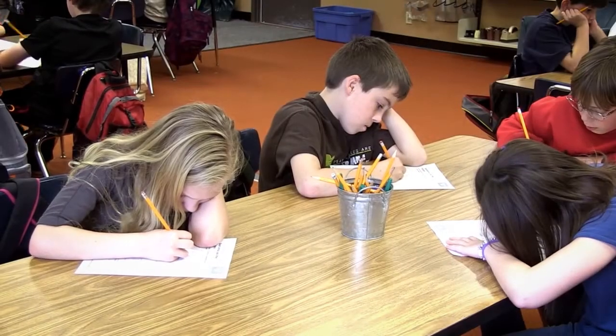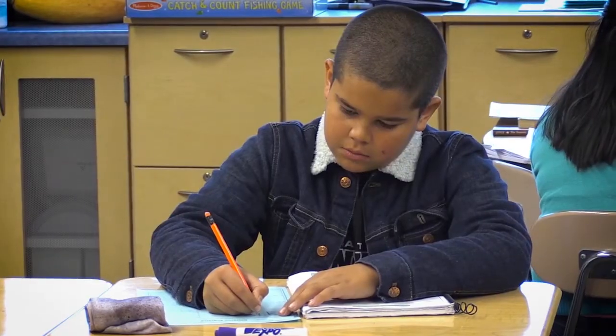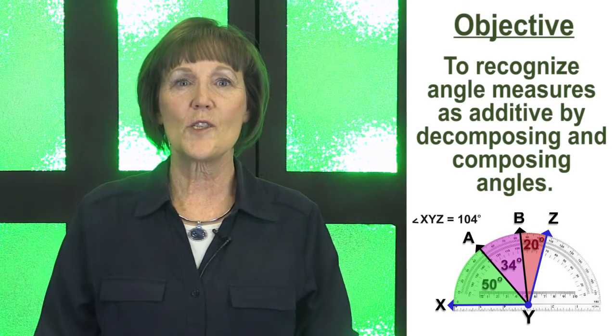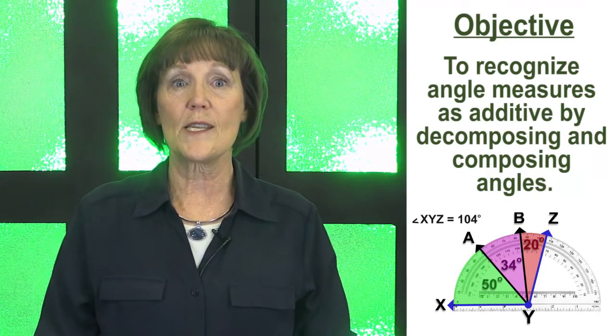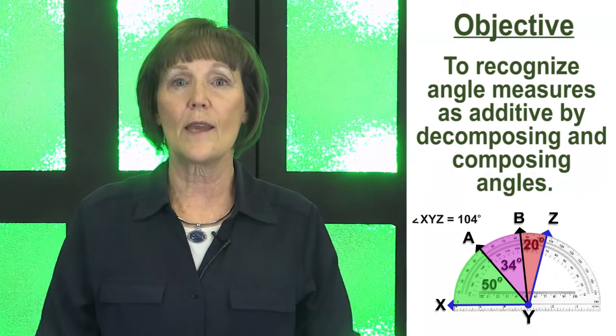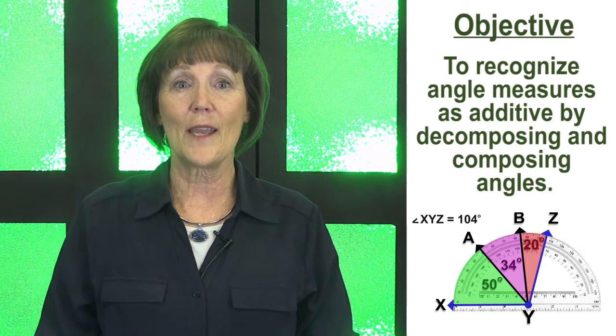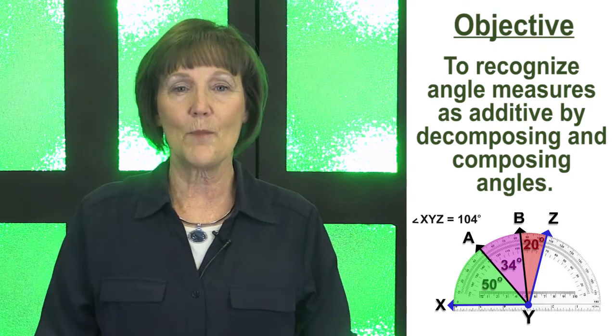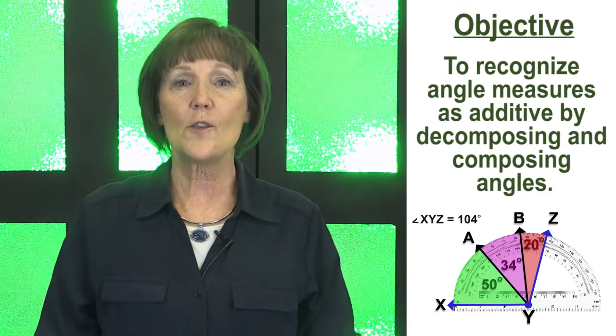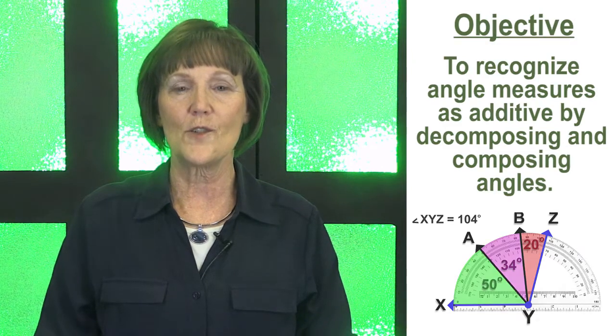As students practice adding the angle measures together, they learn that angle measures are additive. The objective for this lesson was to be able to recognize angle measures as additive by decomposing and composing angles. We met this objective by tracing and drawing angles, measuring and adding decomposed angles together, and also by decomposing a large angle into smaller angles.